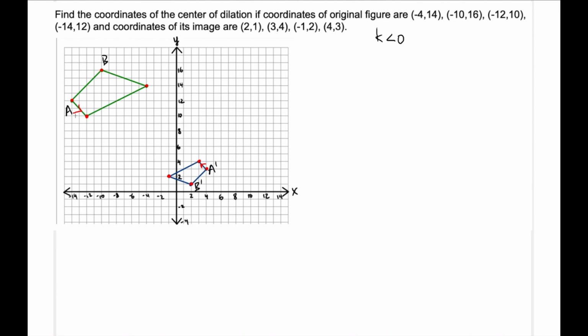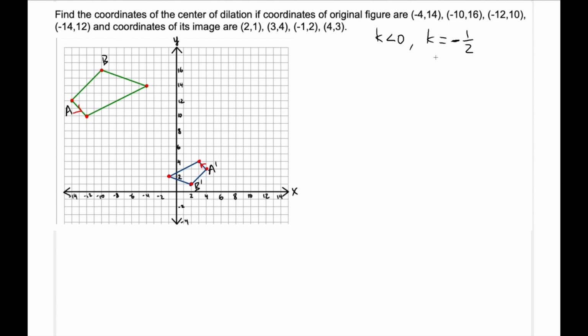But since we're starting from the bigger one and making it into a smaller one, we have to divide this by 2. So that means the scale factor, K, is actually -1/2, right? We know it's negative, but now we figured out that it's -1/2 because this makes this side twice as short as it was before. All right, so now we know that the scale factor is -1/2.